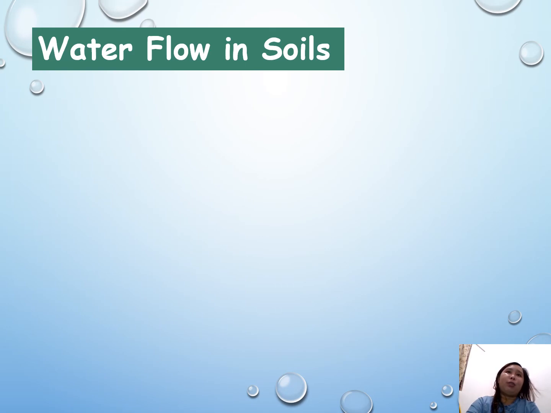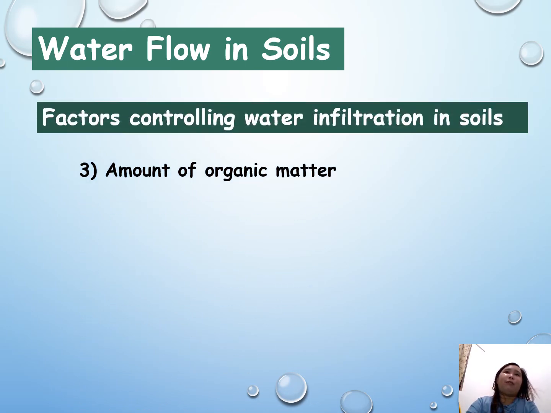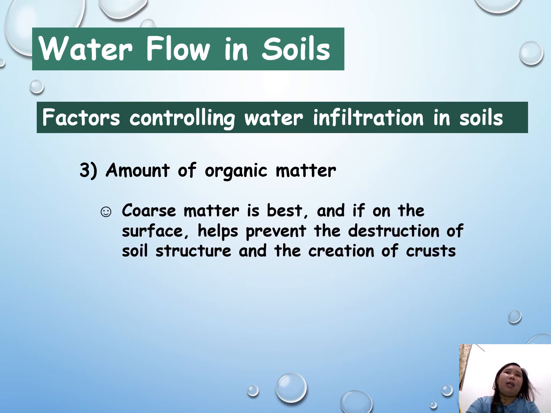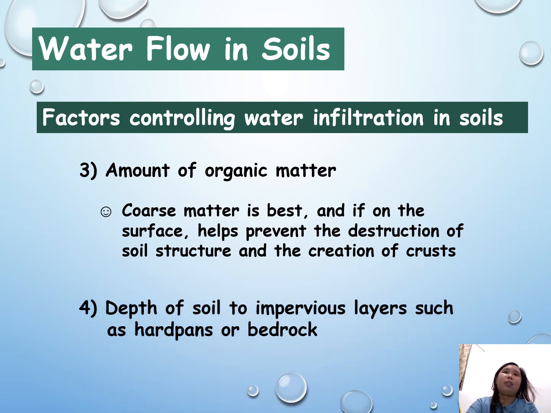Aside from those two, another factor is the amount of organic matter. Having a high content of organic matter in mineral soil is good. Coarse matter is best, and if on the surface, it helps in preventing the destruction of the soil structure and the creation of crust. You also have the depth of soil, including previous layers such as the hardpans or the bedrocks. And why is that so? Because infiltration of water is lower in shallow soils than in deep soils.